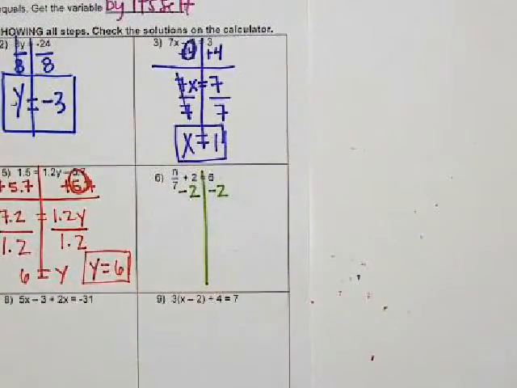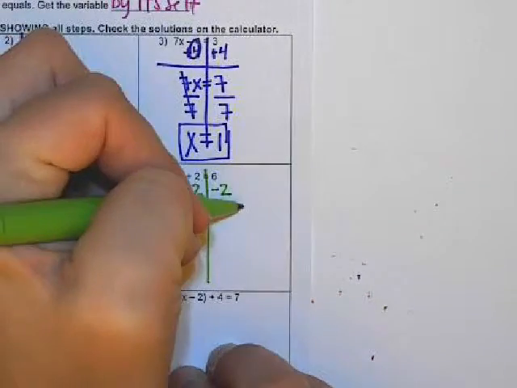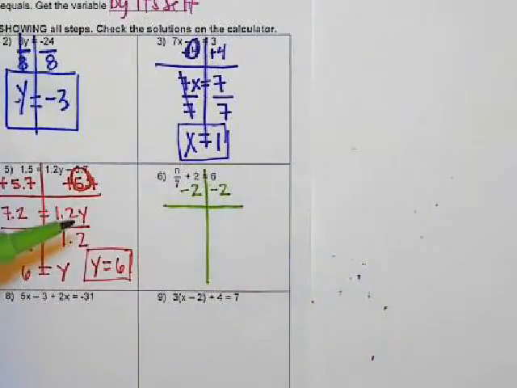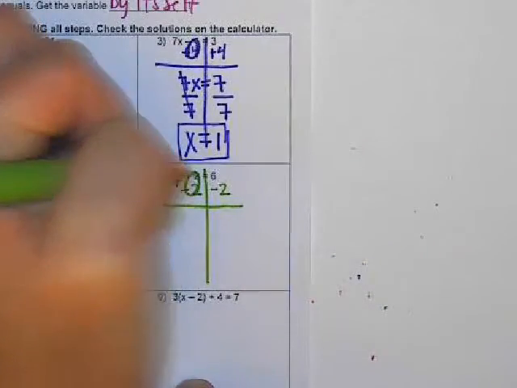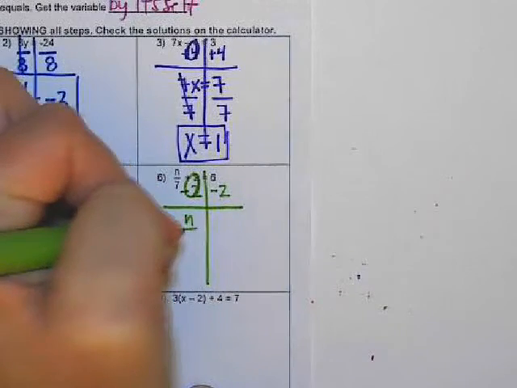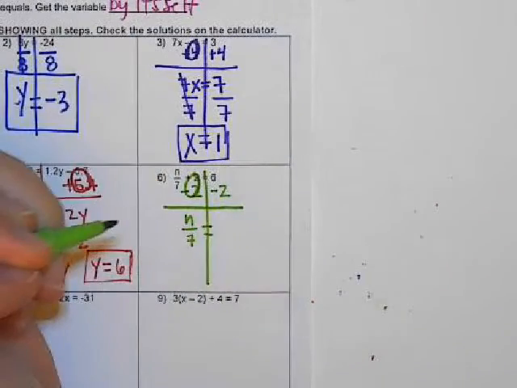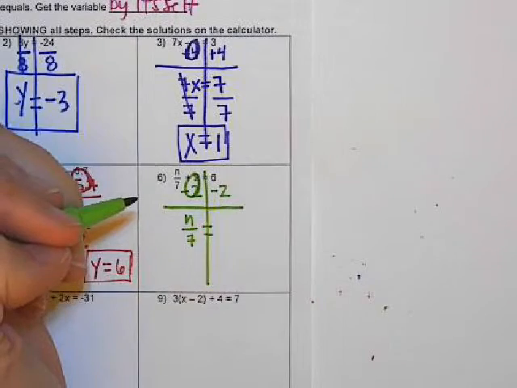You always do what's being added or subtracted first. Now I'm going to subtract. Draw my line. 2 minus 2 gives me 0. And I'm left with n over 7 equals. What's 6 minus 2? 4.